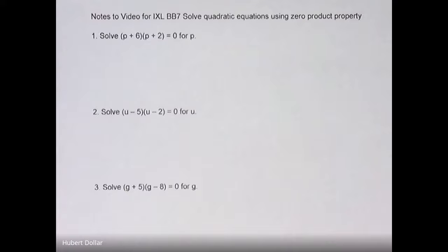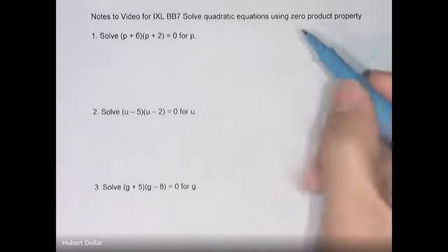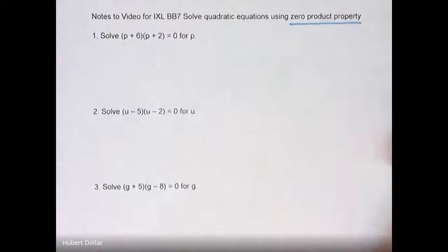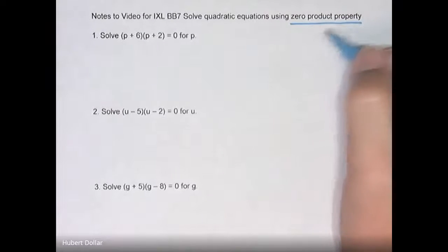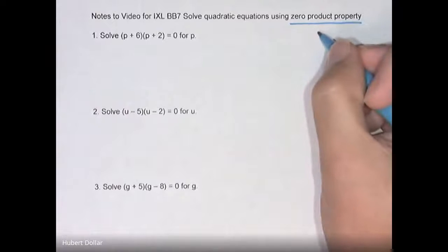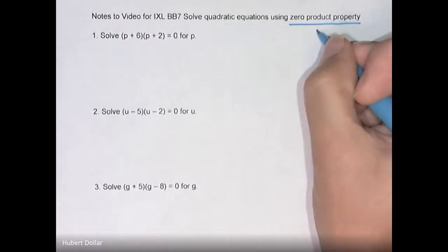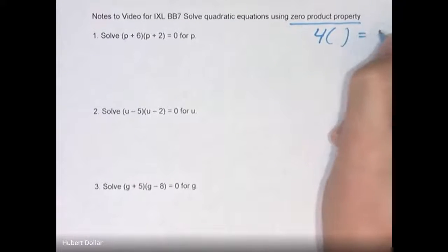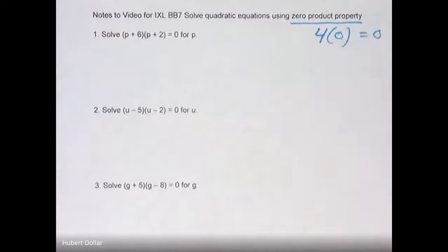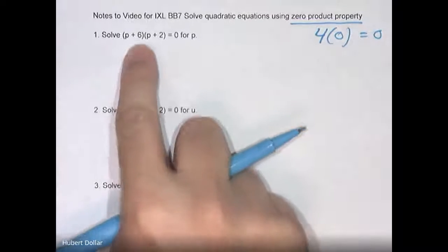So this video is intended to teach you how to solve a quadratic equation using the zero product property. Now, the zero product property is a simple property that says the only way to multiply or get a product of zero is to multiply by zero. So 4 times some number equals 0. That number has to be 0. So we use that to solve problems like this.